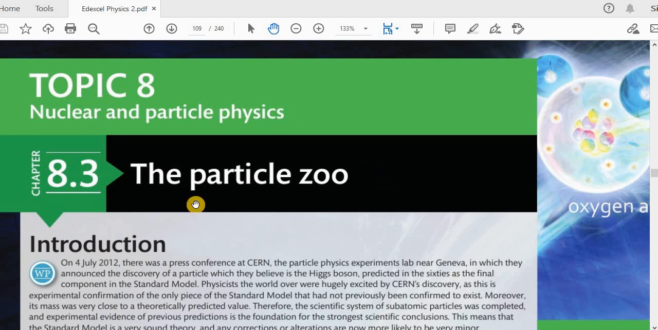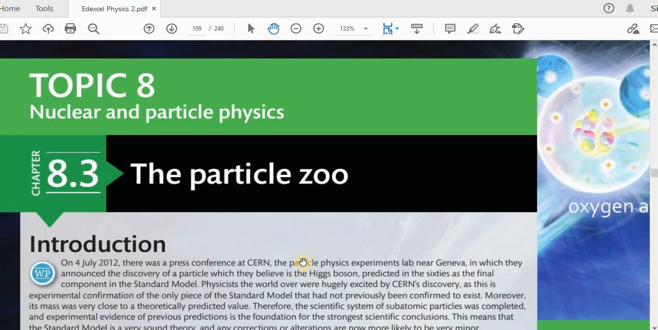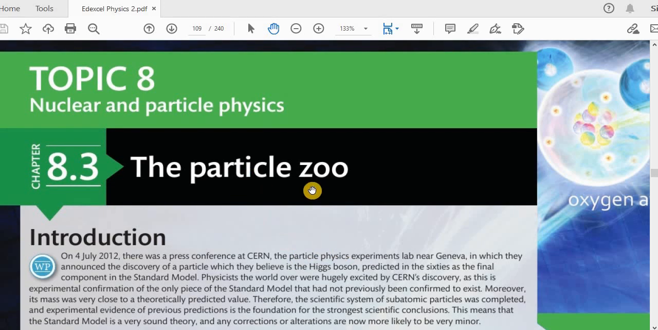The next topic is topic 8.3, the particle zoo. From this name itself, you can understand what this topic is about. It's about the different types of particles. For example, if you go to a zoo, you will get different types of animals. Similarly, here you will have the different types of particles.